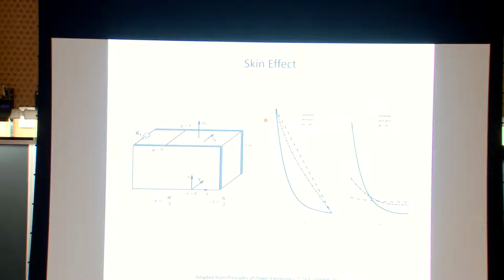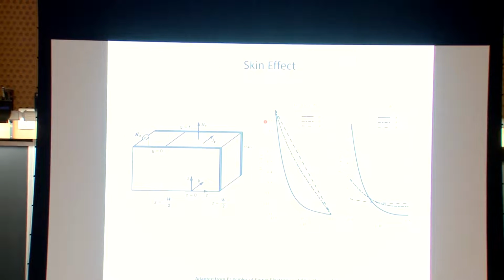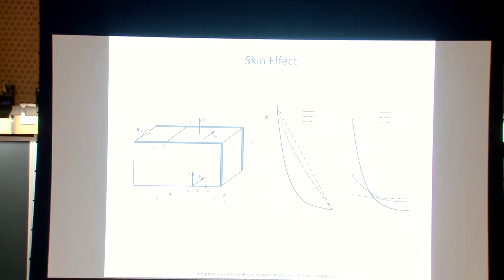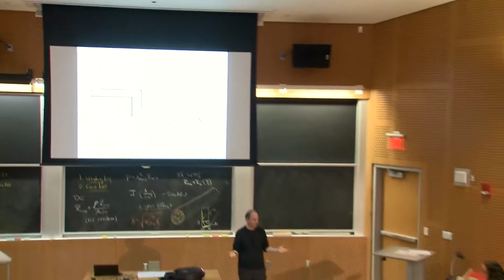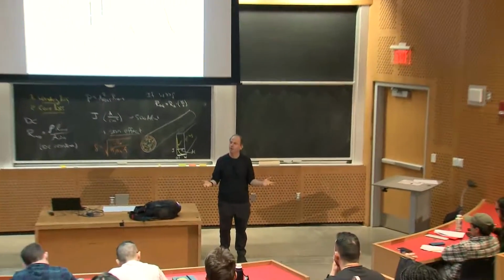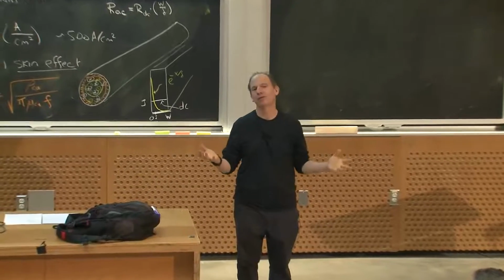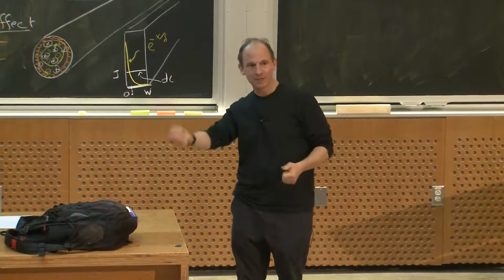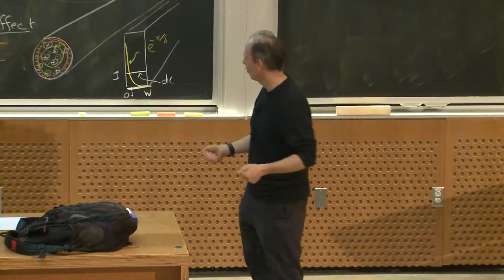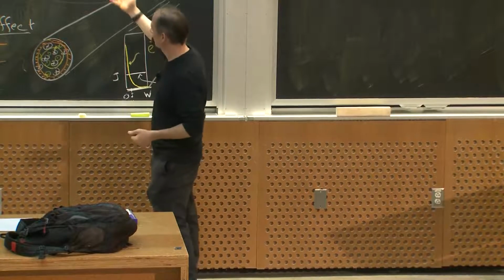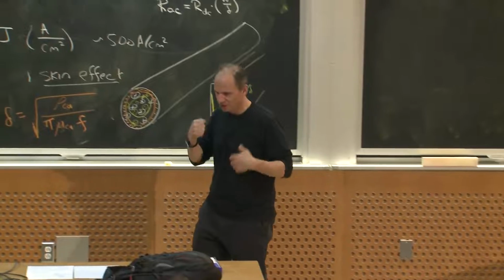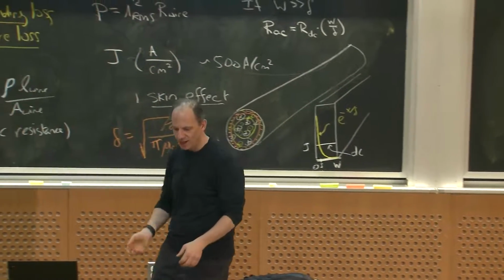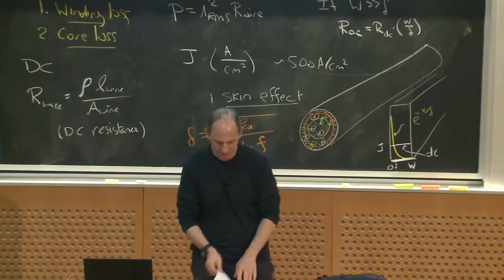What I hope you're going to take away is you're going to think when you design something, oh, if I'm trying to carry high frequency currents, okay, I better think about how big my conductor is relative to the skin depth. And maybe I can use the DC resistance, or maybe I ought to figure out what the skin depth is and calculate the AC resistance of my winding, okay?